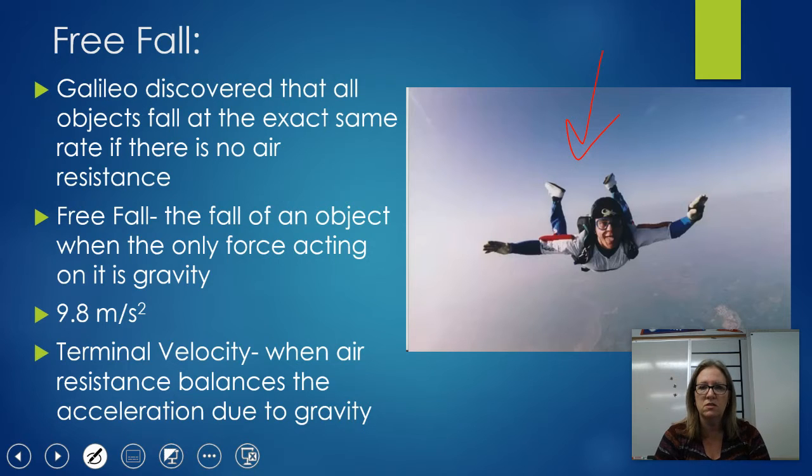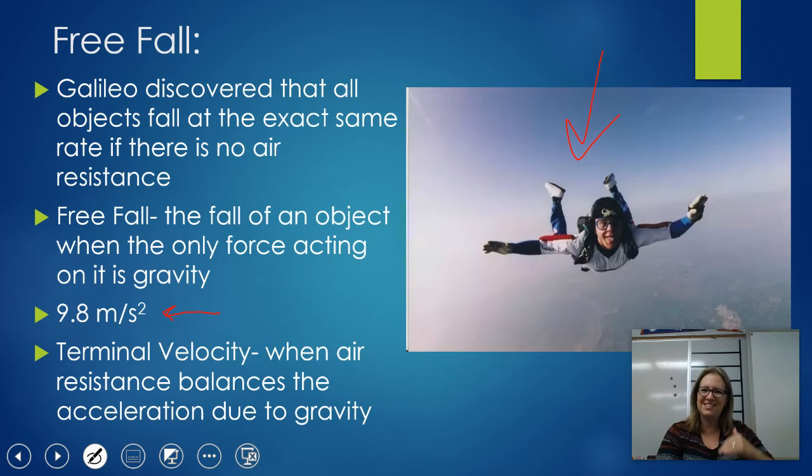Because air resistance is still working on that person. When an object is falling due to gravity, gravity is causing it to accelerate, okay? And the acceleration rate due to gravity is 9.8 meters per second squared. So what that means is, the first second of fall, you get up to a speed of 9.8 meters per second. The second second of fall, you've done that again. So after 2 seconds of falling, you're traveling 19.6 meters per second.